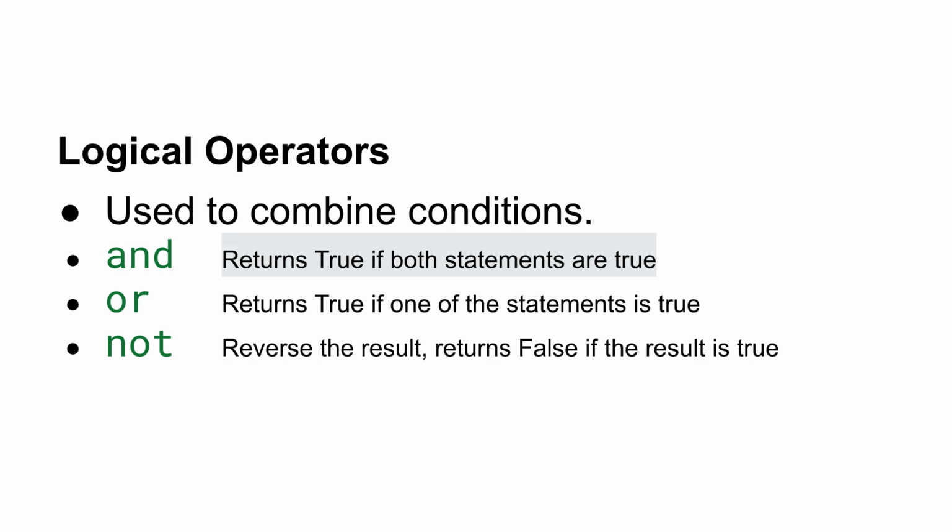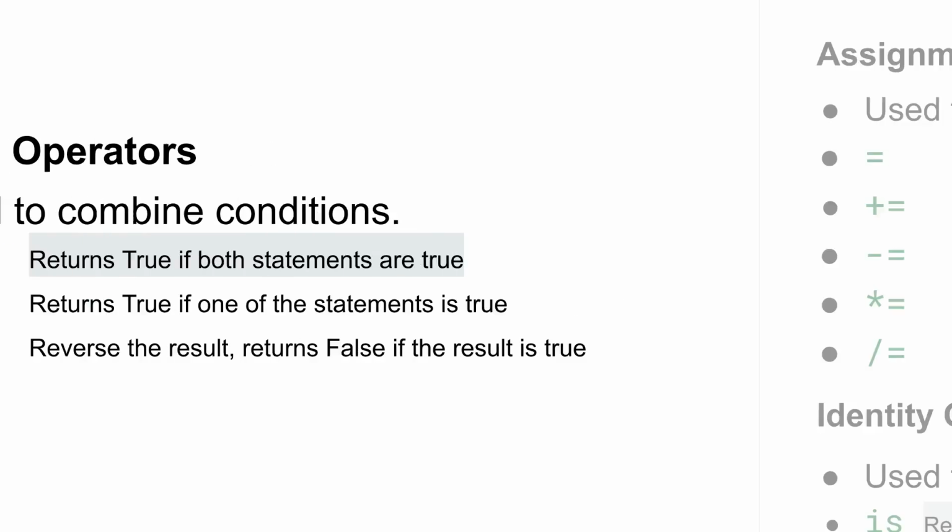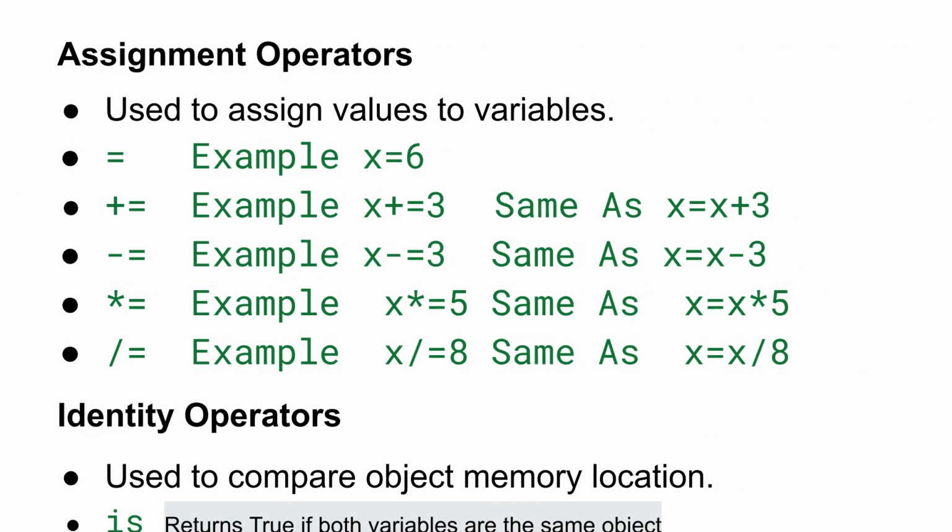The and operator returns true if both statements are true. Or returns true if one is true. Not reverses the result. Assignment operators assign values to variables, such as equals. Combined assignment operators like plus equals and minus equals perform an operation and assignment simultaneously.